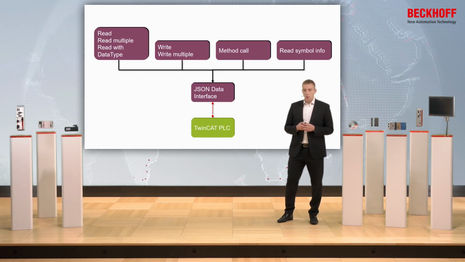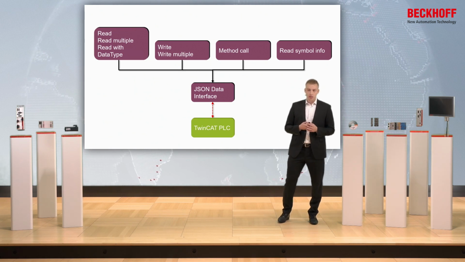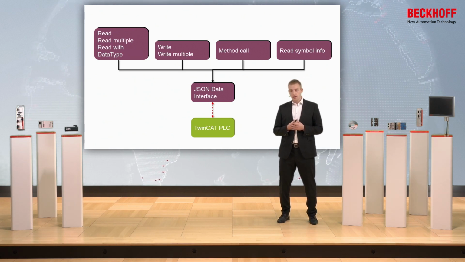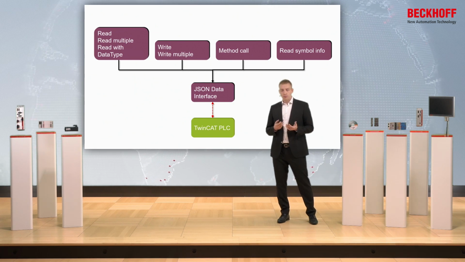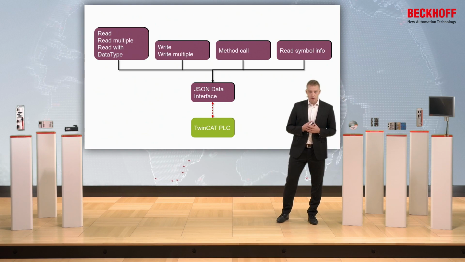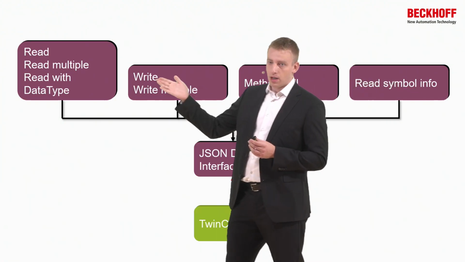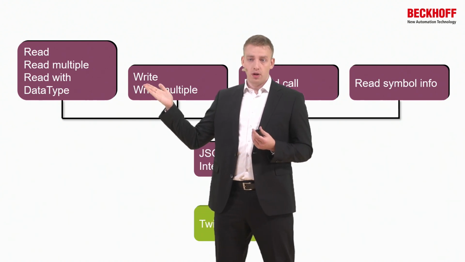So now we had a look at how to communicate with the TwinCAT JSON Data Interface. And the next question that arises is, what possibilities do we have? What functions does the TwinCAT JSON Data Interface offer to us? So first of all, we can read variables. We can read multiple variables.